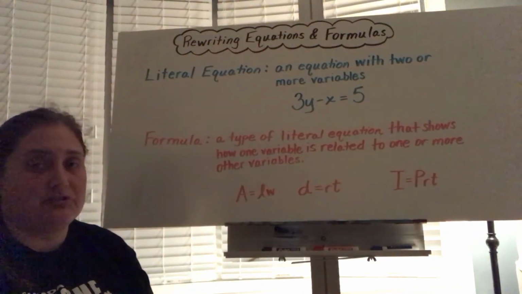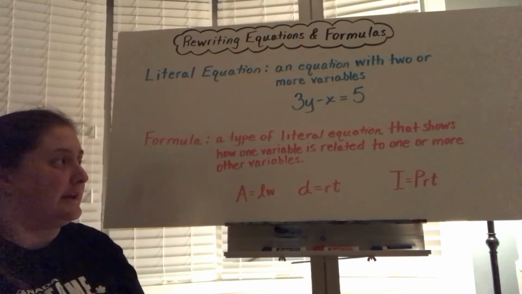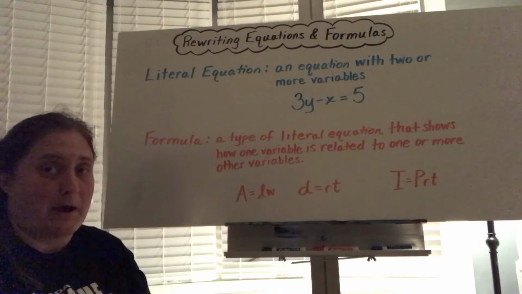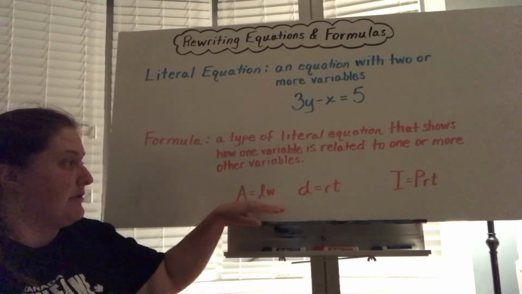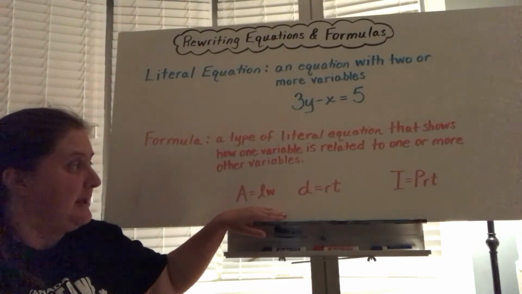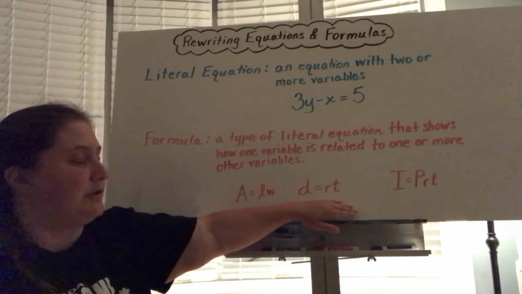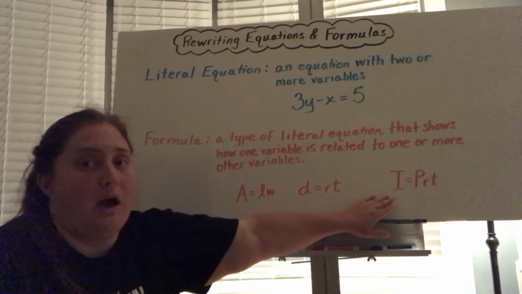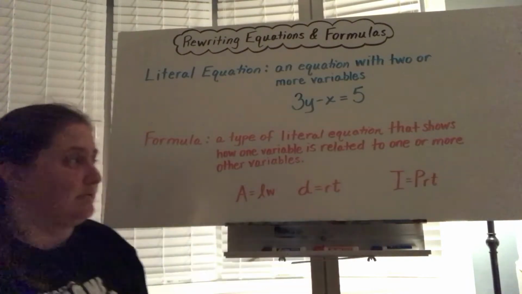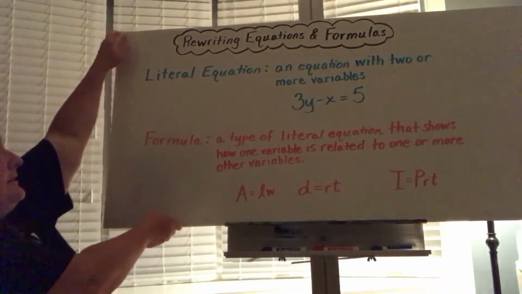A formula is just a type of literal equation that shows how one variable is related to one or more other variables. Some common formulas that you've probably used before: area equals length times width, this is to find the area of a parallelogram. Distance equals rate times time. Or our simple interest formula to find interest, we do our principal times the rate times time. So just some common ones that you guys have probably seen or used before.